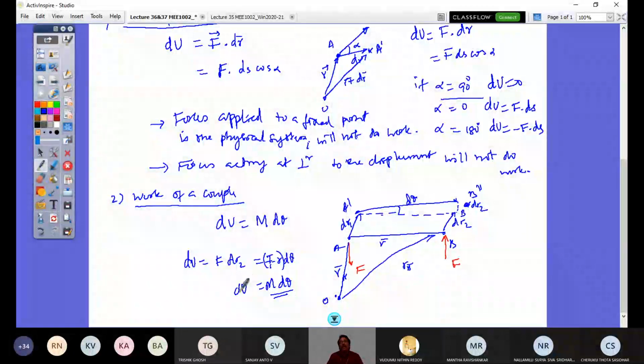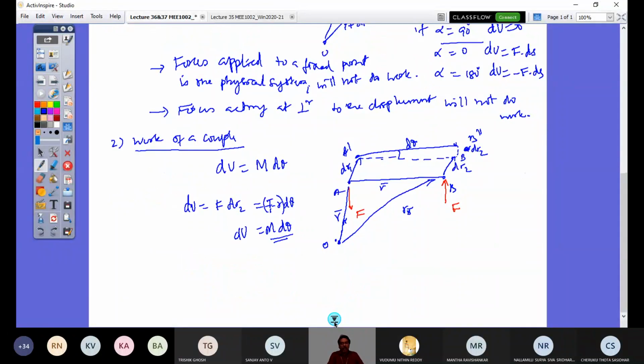It is simple: when you look at a couple acting on a rigid body, that into the angular displacement, which would be considered a virtual displacement, will produce a virtual work. So solving will be easier. This is all just to understand the definition I'm explaining to you, then we'll get into that.